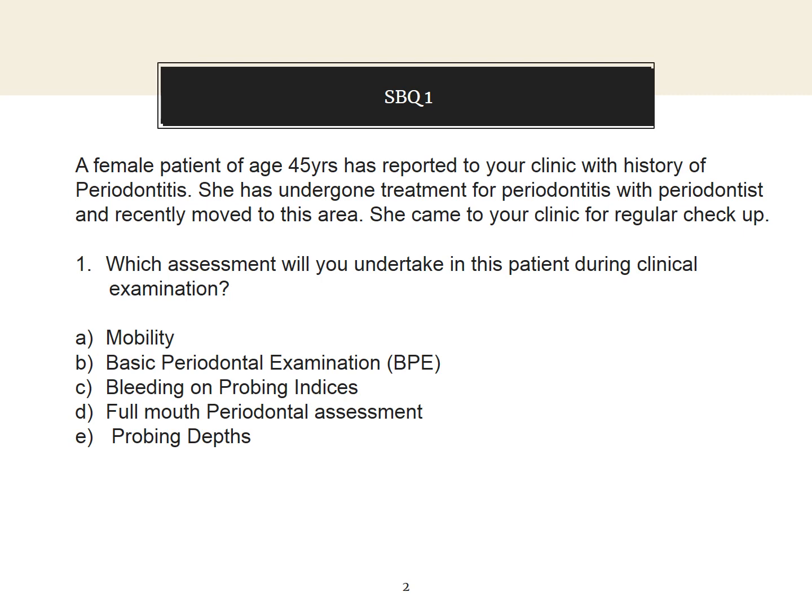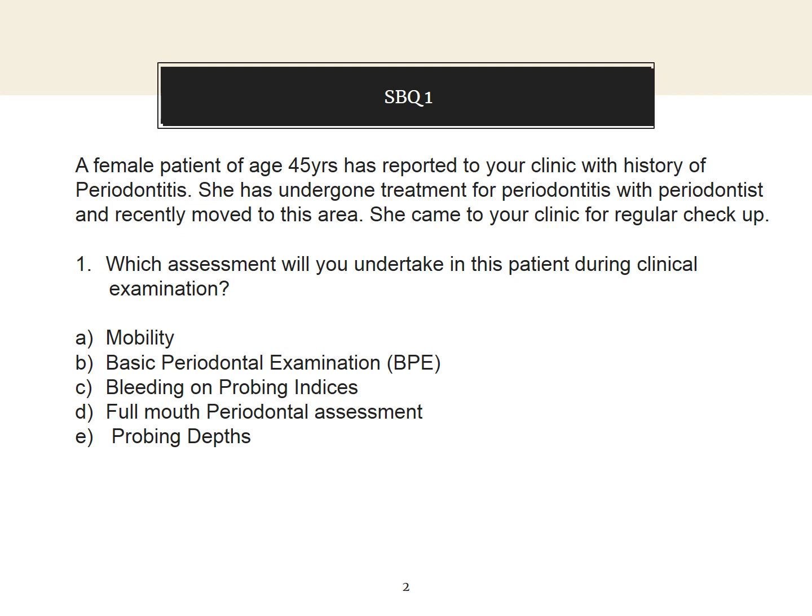So basically a 45 year old female patient has reported to your clinic and she has a history of periodontitis, key point, and she has undergone treatment with the periodontist and recently moved to this area, so she wants to get a regular checkup at your clinic. So the first question is, which assessment will you undertake in this patient during clinical examination? And the choices are mobility, basic periodontal examination, bleeding on probing indices, and full mouth periodontal assessment and probing depth.